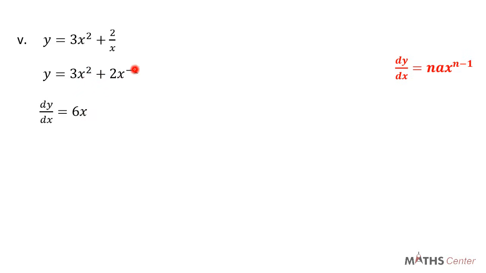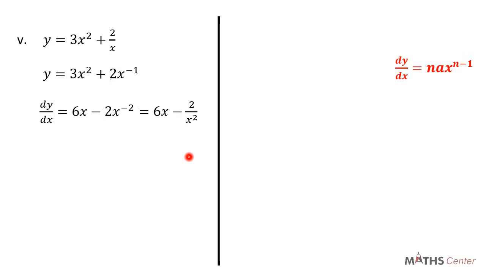Now for this, negative 1 will multiply this, and then you reduce negative 1 by 1. And so that gives us negative 2x exponent negative 2. And from indices, we know that this can be written as 6x minus 2 divided by x squared. Let's consider the next question.